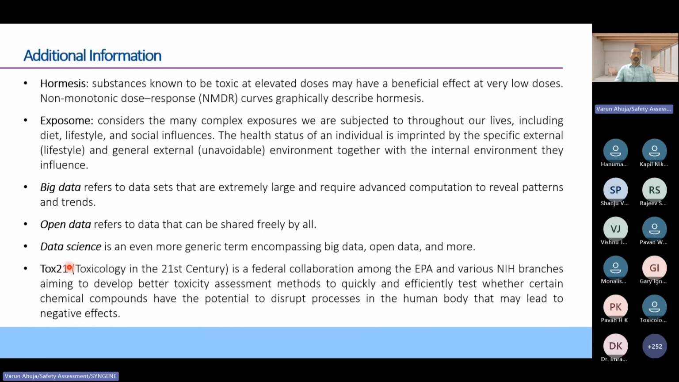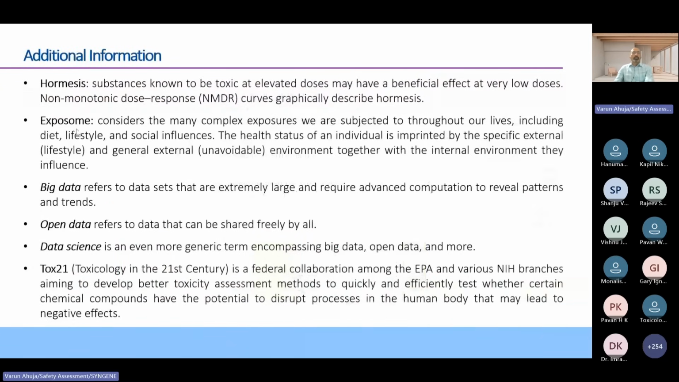Then Tox21, toxicology in the 21st century. There are many publications on this also, and I have shared some references if you want to read further. It is a federal collaboration among the EPA and various NIH branches, aiming to develop better toxicity assessment methods to quickly and efficiently test whether certain compounds have the potential to disrupt processes in the human body that may lead to negative effects. So they are trying to establish more in vitro or in silico testing to replace animal testing.